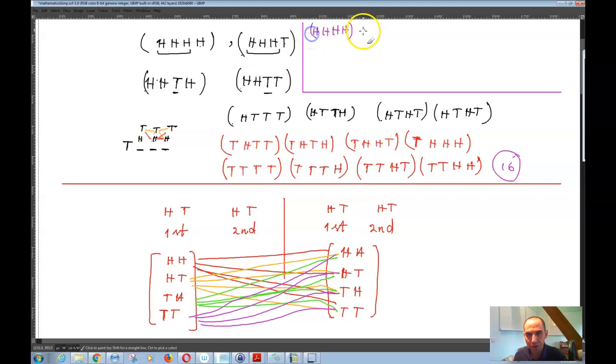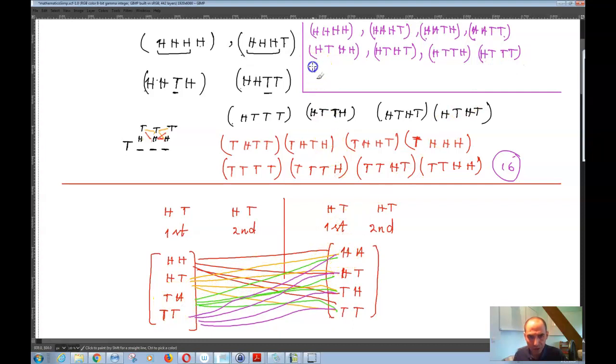So this would be HHHH, and then you have HHHT, and then you have HHTH, and then you have HHTT, and then this one over here, HTHH, then you have HTHT, then you have HTTH, and then you have HTTT.